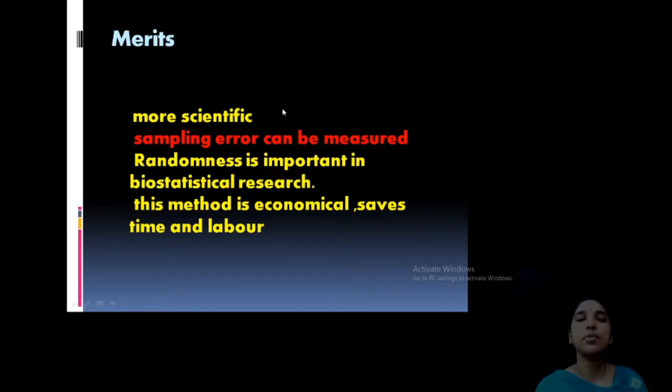Okay. Then the merits of random sampling. It is more scientific. Sampling error can be measured. Randomness is important in biostatistical research, so this principle of randomness is applied here. It is economical because it saves time and labor. Understood? Those are the merits of random sampling.